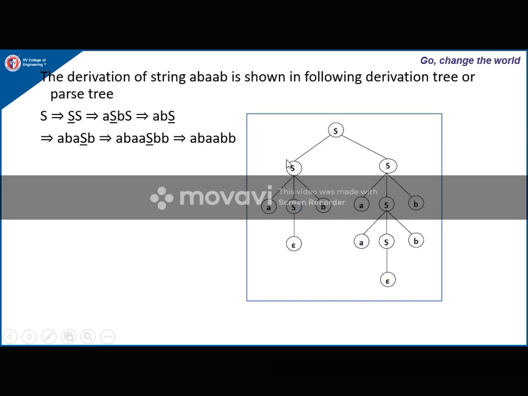So, the string generated by this left subtree is AB. Now, for the right hand side, I apply the production S derives ASB. So, ASB, and for this again I apply S derives ASB. So, S derives epsilon. So, the right subtree generates the string A square B square. So, the string generated by the whole tree is AB A square B square, which is the required string.